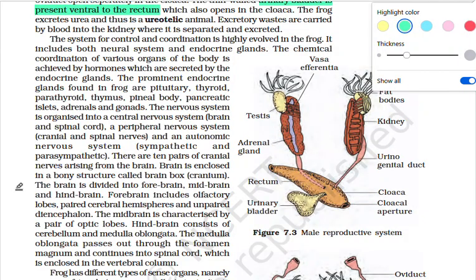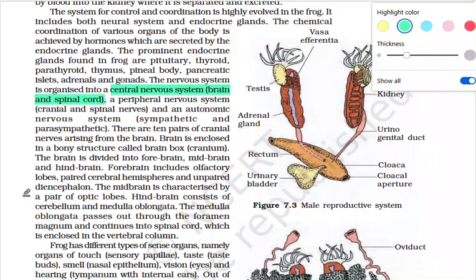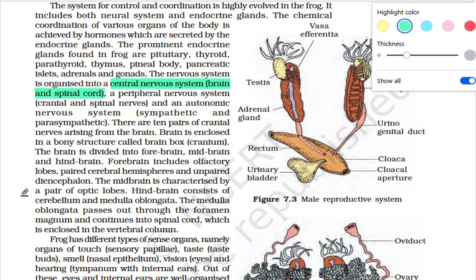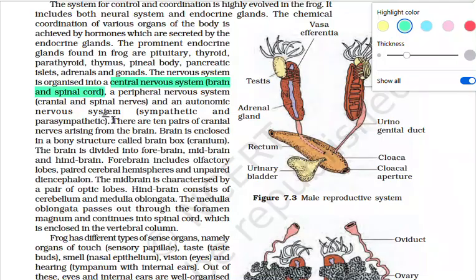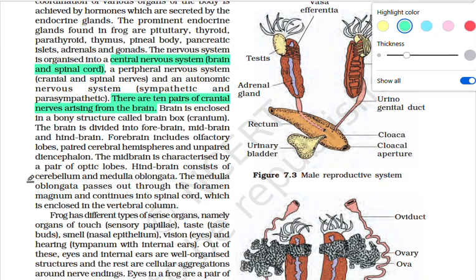The nervous system is organized into a central nervous system, brain and spinal cord, and peripheral nervous system, cranial and spinal nerves, and an autonomic nervous system, sympathetic and parasympathetic. There are 10 pairs of cranial nerves arising from the brain. So in NEET 2025, this was asked. There are 10 pairs of cranial nerves in frog arising from the brain.